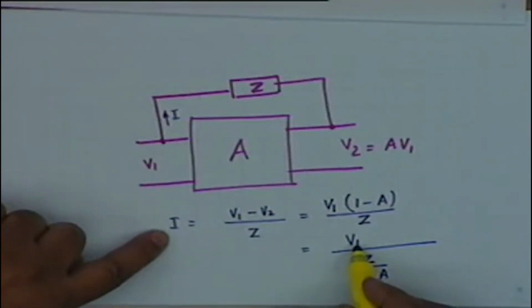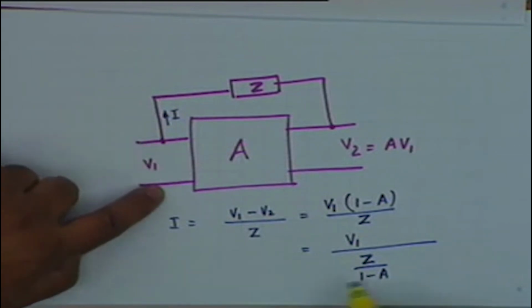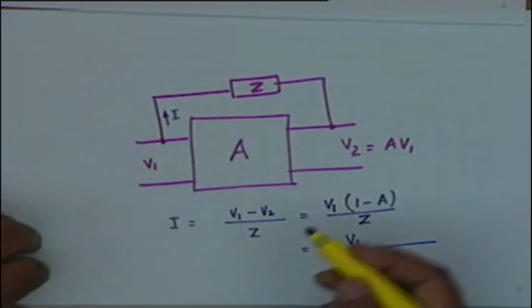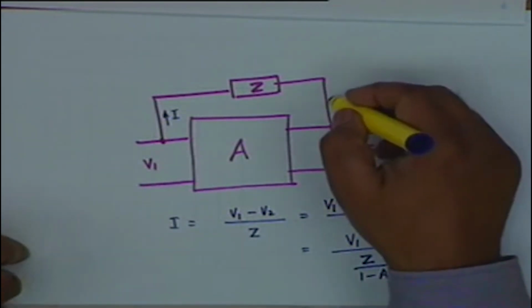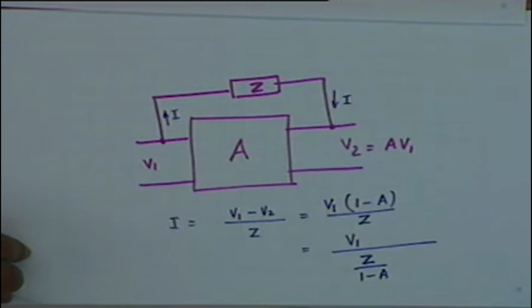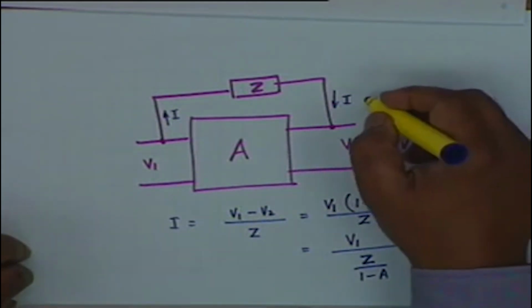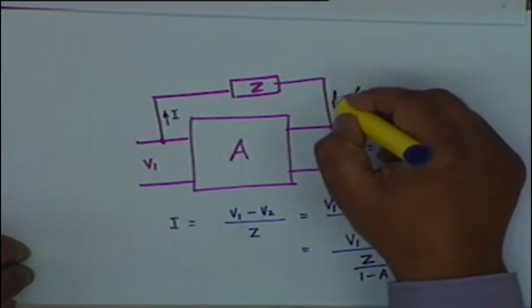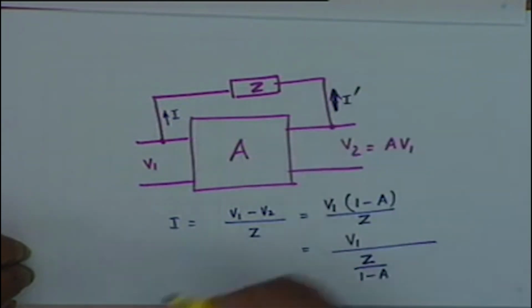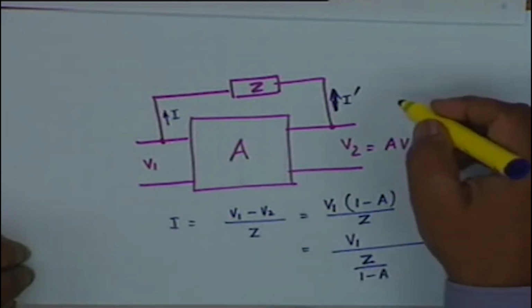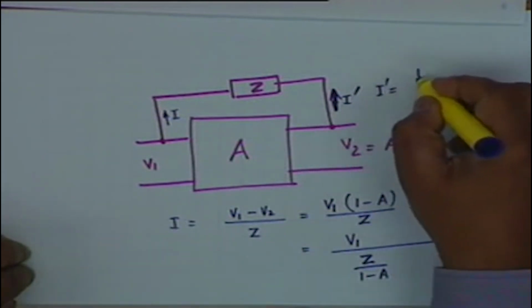So at the input, since this current is only proportional to V1, between this point and this point I will connect Z by 1 minus A. All right. Similarly, let us look at the output. What does the output do? Output, there is a current I, and let us call this current I prime. Can you tell me what is I prime?